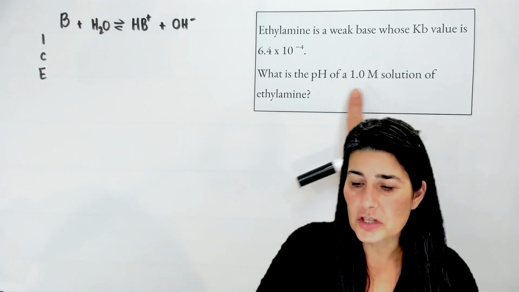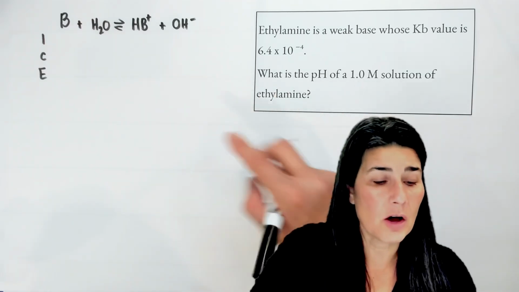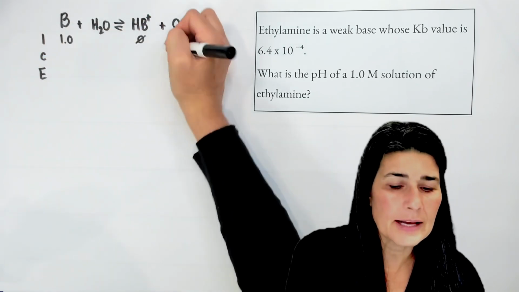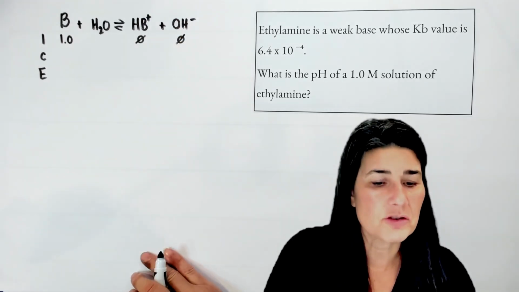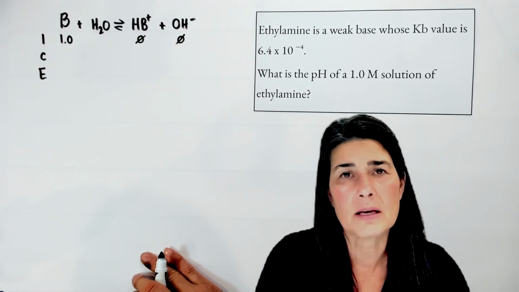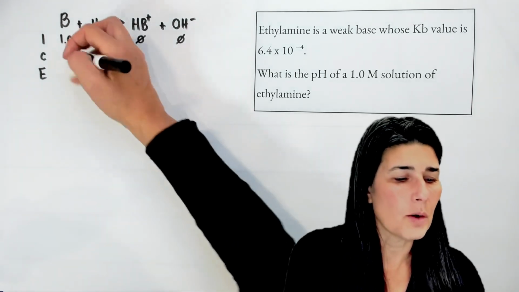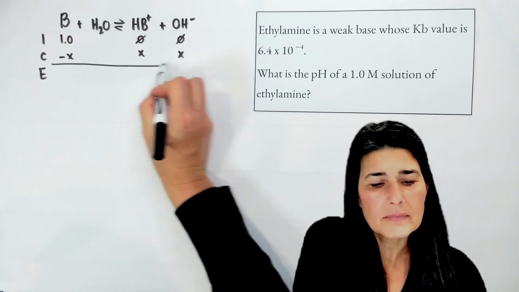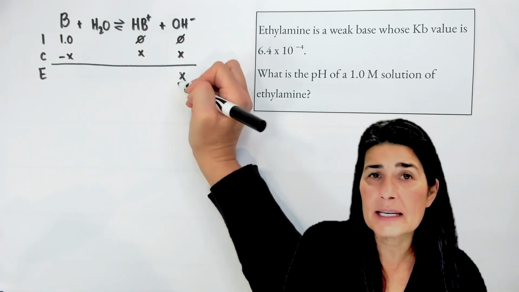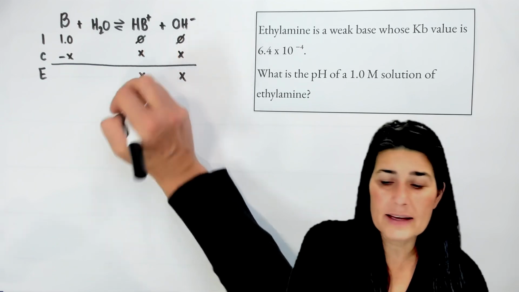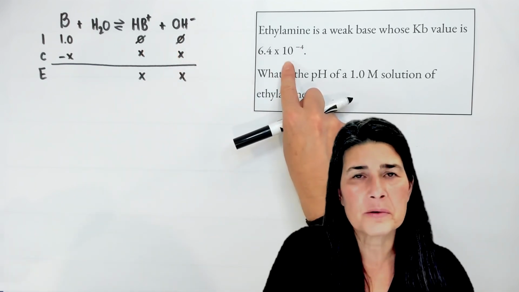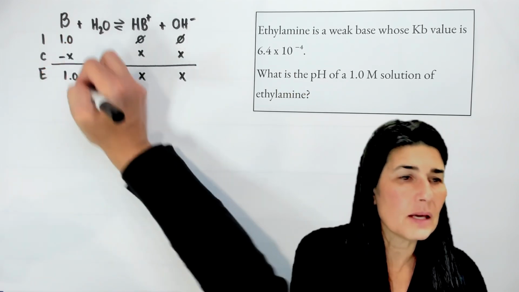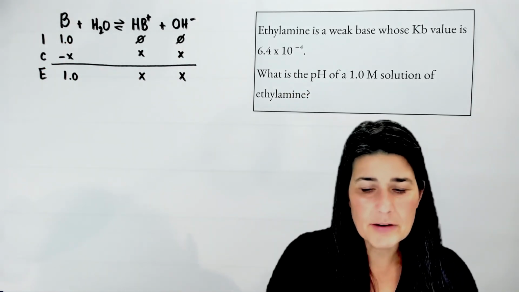The initial concentration of my ethylamine is 1.0 molar, 1.0. We don't have any conjugate acid in there, and we don't have any significant amounts of hydroxide in there before it accepts the proton. We're going to move in the forward direction: take away X, add X, add X. At equilibrium, the OH minus is X, the HB is X, and looking at this Kb value, we're going to rule of 100 this. We're going to drop our X term, and this is simply going to be 1.0 molar. Okay, we have our equilibrium values.